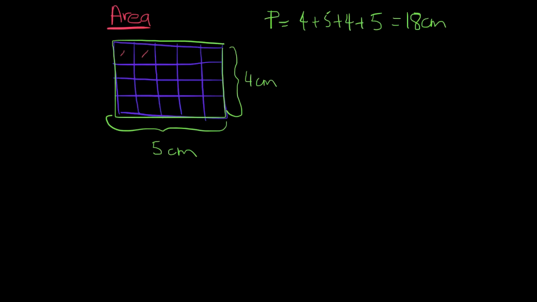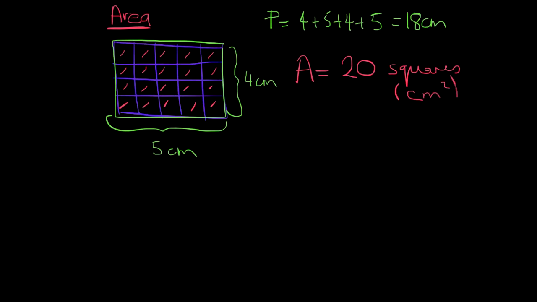So if we go 1, 2, 3, 4, 5, 6, 7, 8, 9, 10, 11, 12, 13, 14, 15, 16, 17, 18, 19, 20. So if we were to talk about the area of this particular rectangle, it would be 20 squares. And because each one of these is a centimetre, they would be centimetres squared. So that would be our unit.